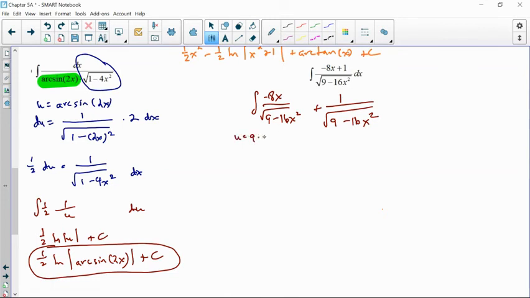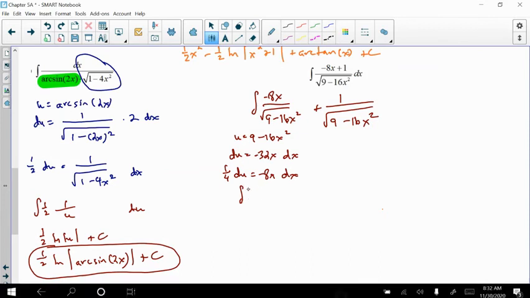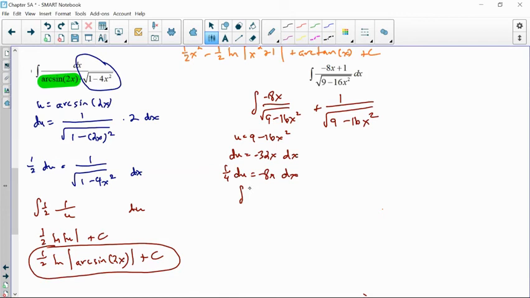Let's let u equal 9 minus 16x squared. So then our derivative is negative 32x dx. We need a fourth of that. So a fourth of du is equal to negative 8x dx. Now, be really careful here. I'm anticipating some students might accidentally think this is a natural log because we see 1/4 and then it's 1 over the square root of u du.